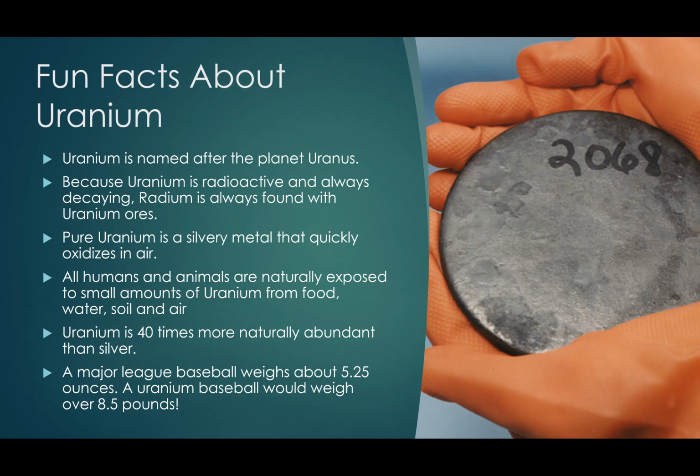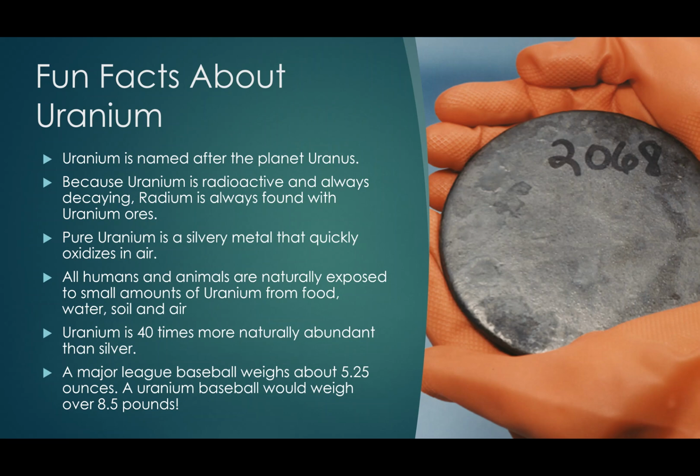Fun facts about uranium. Uranium is named after the planet Uranus. Because uranium is radioactive and always decaying, radium is always found with uranium ores. Pure uranium is a silvery metal that quickly oxidizes in the air. All humans and animals are naturally exposed to small amounts of uranium from food, water, soil, and air. Uranium is 40 times more naturally abundant than silver.